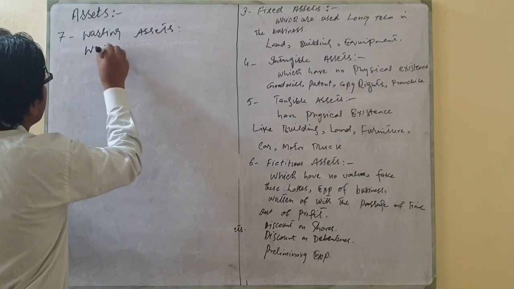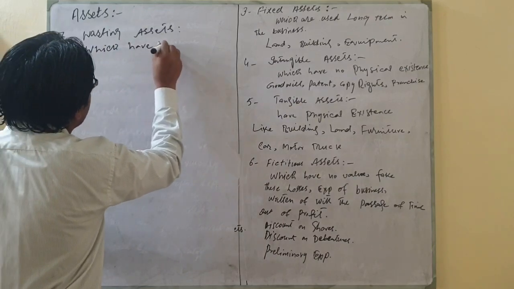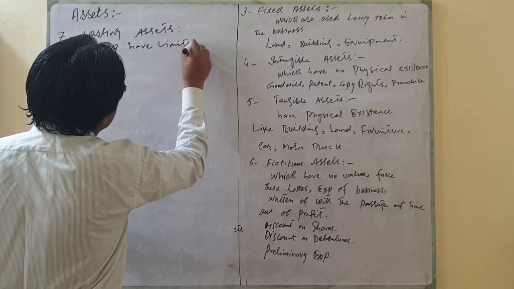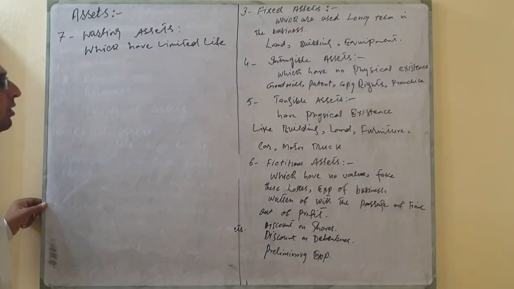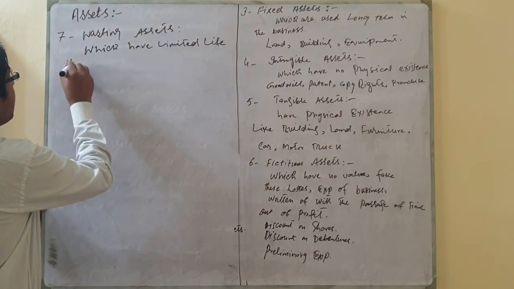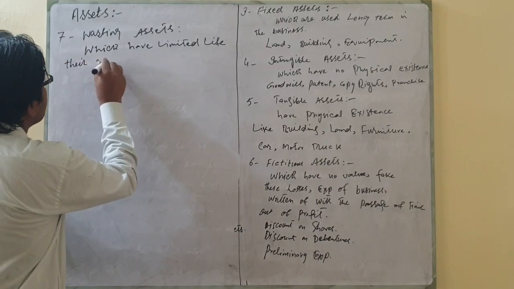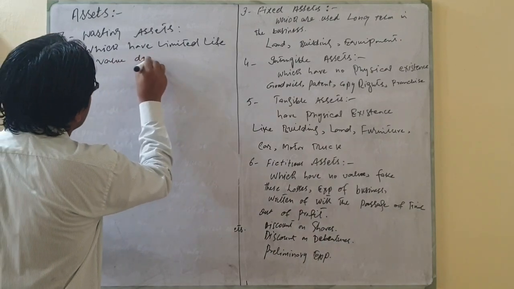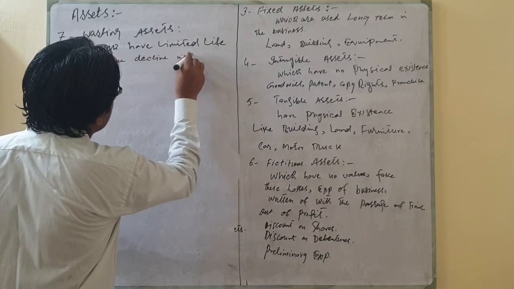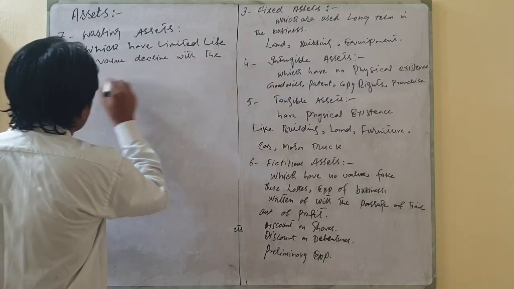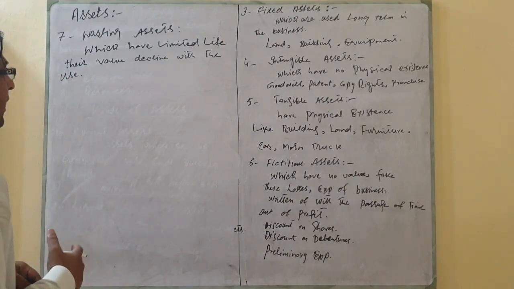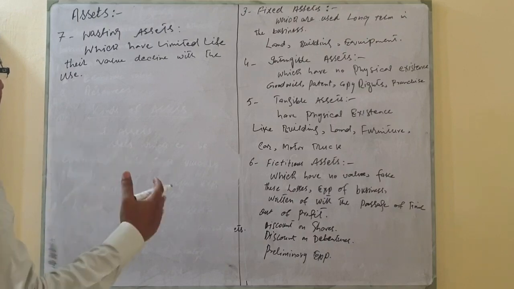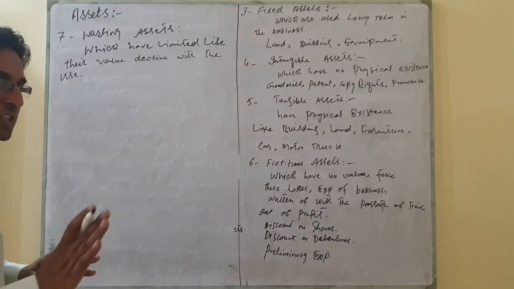Assets which have limited life are called wasting assets. Their value declines with the use. As we use these resources, their value will decline. One day, they will deplete it all. They will be finished at all.